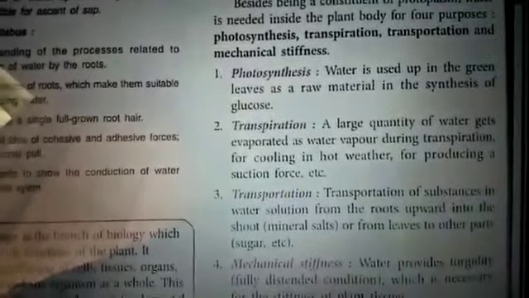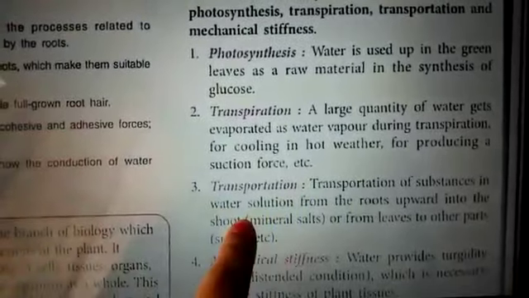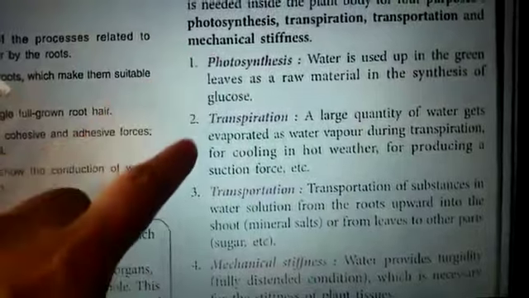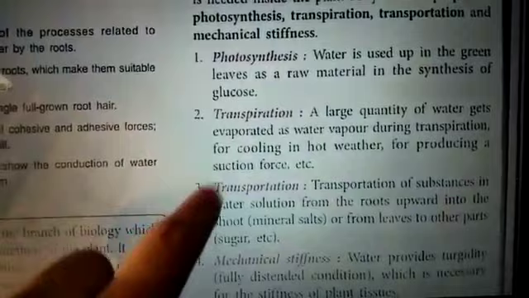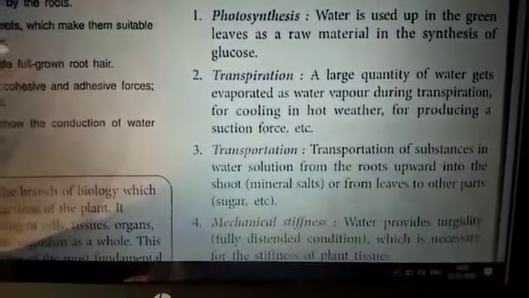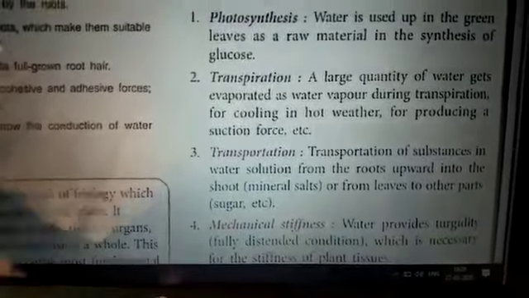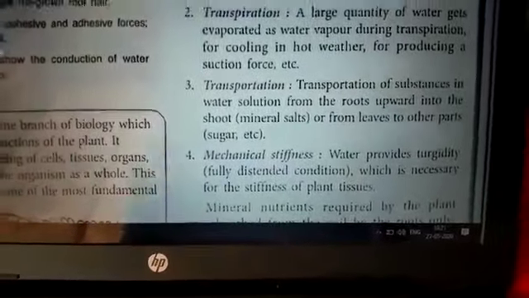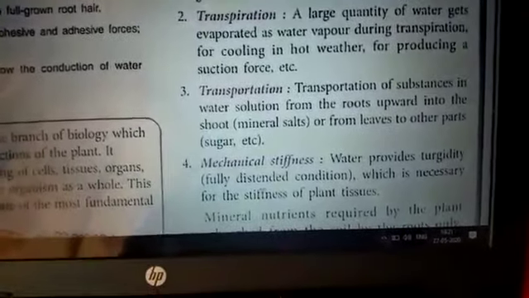You have studied about conducting tissue, xylem and phloem. Through xylem, transportation takes place, while through phloem, translocation takes place, in which food material is also being transported, while in transportation only water and minerals are included. Next, transportation: water solution moves from the roots upward into the shoot or from leaves to other parts. And mechanical stiffness, that means water provides turgidity. Turgidity means full of water, which is necessary for the stiffness of plant tissues.